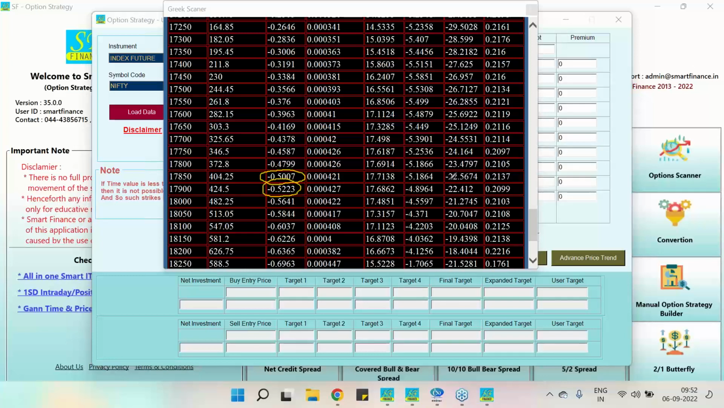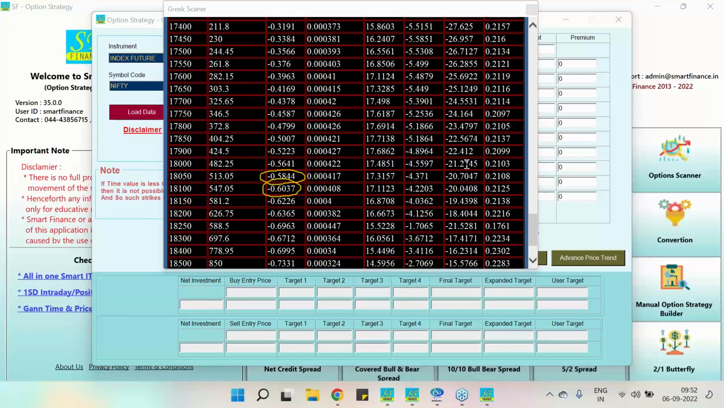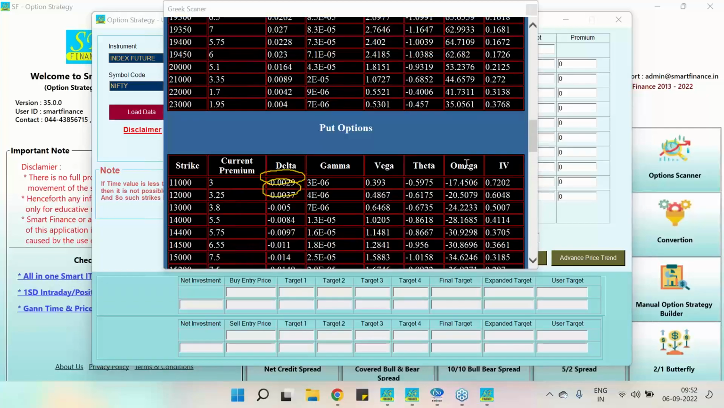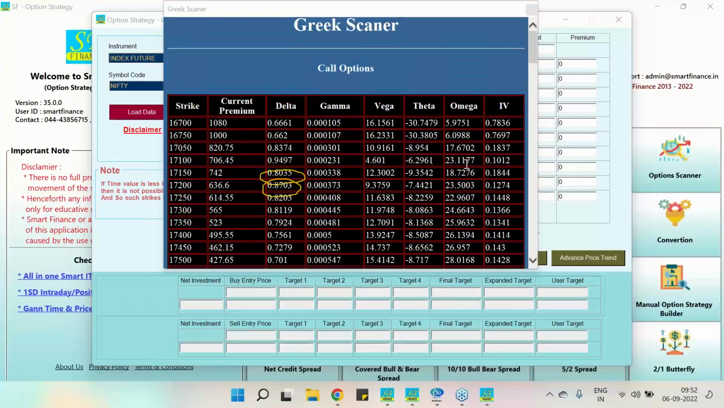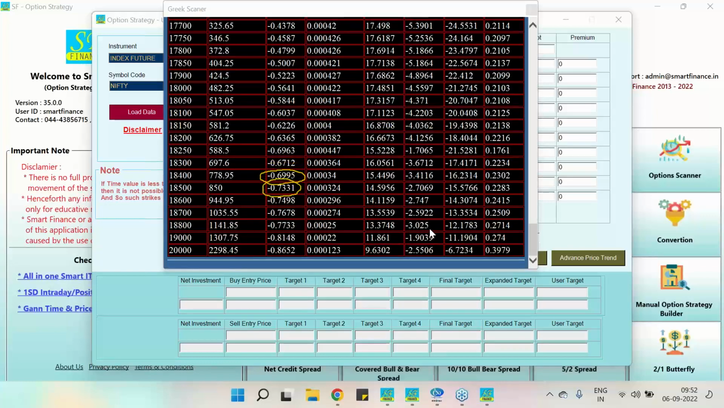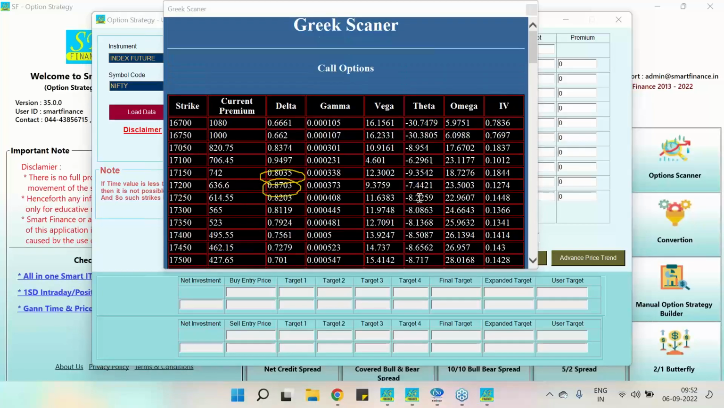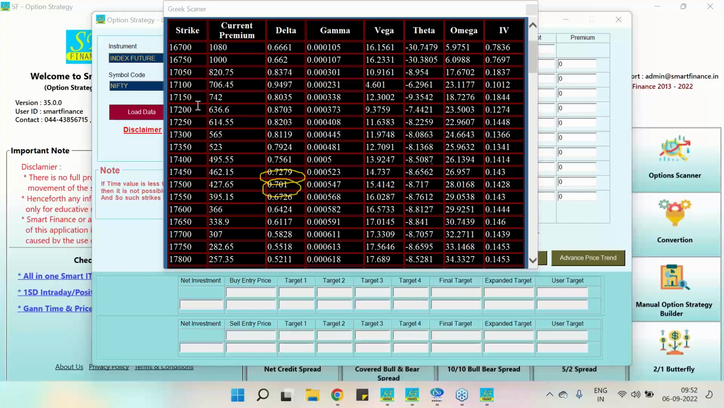Second part I have to see. Suppose I am seeing all this in the table. I want to form some theta neutral strategy, or gain from time decay. I want to gain something. So if I look at this table, in the calls and puts, I am seeing that most of the puts are having less theta, 4 rupees, 5 rupees, 3 rupees. But once I go to the call side, some illiquid strikes will be there. But here I am getting 17,100 having 6 theta, 9 theta, 8 theta.